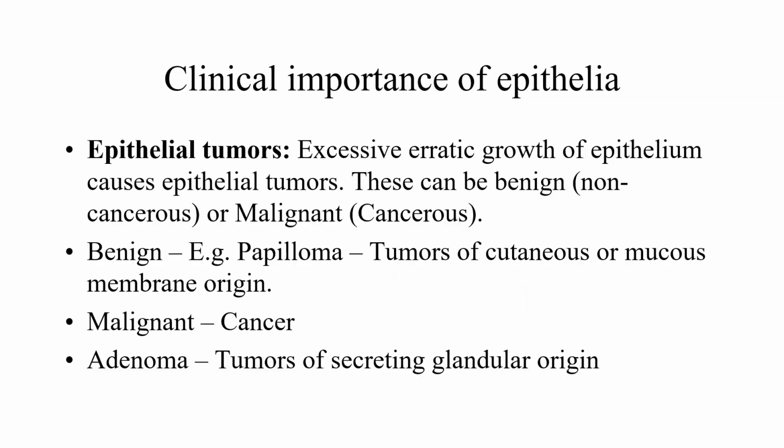This is the clinical importance of epithelia. There are what are known as epithelial tumors. Excessive erratic growth of epithelium causes these epithelial tumors, and these tumors can be benign, that is non-cancerous, or malignant, that is cancerous. Among the benign tumors, there are what are known as papillomas that arise from the cutaneous or mucous membrane. Then the malignant epithelial tumors are cancers. The adenomas are tumors of secreting glandular origin. So, we learnt about the epithelia, the definition, the classification, and examples of the different types of epithelia.